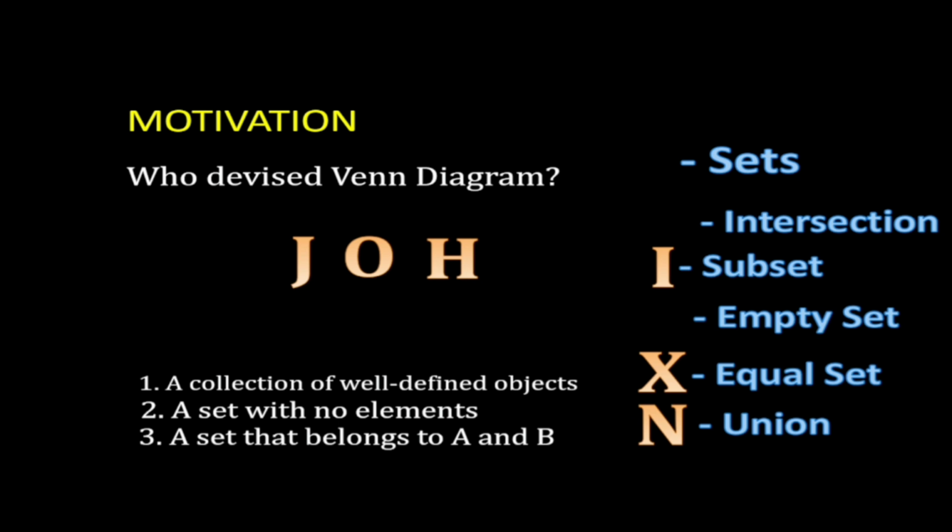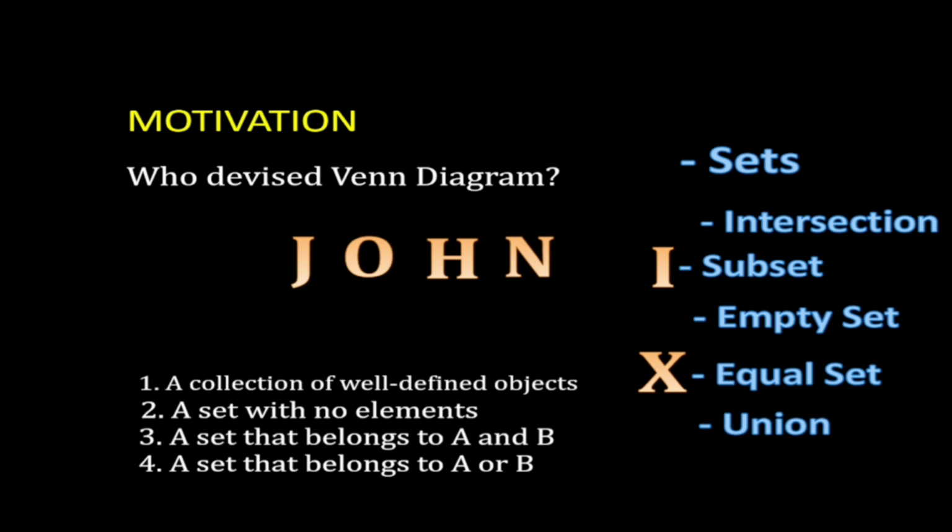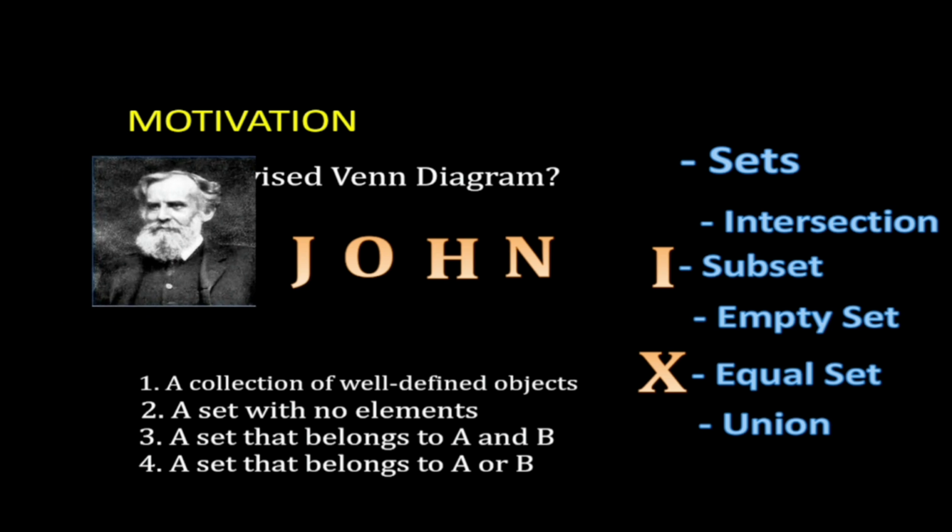Next, last number, number 4. A set that belongs to A or B. And that is right, so the answer is union, letter N. So the person who devised Venn diagram is John Venn. I hope you already recall these terminologies that we discussed in our previous lesson. So let's move on with our lesson for today.